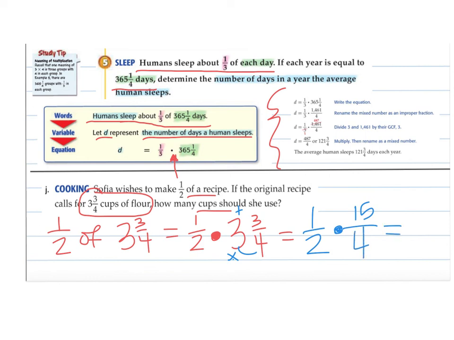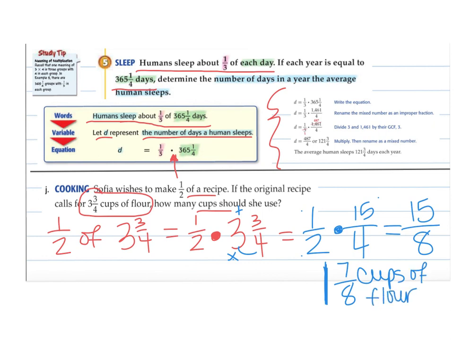So let's multiply straight across. I can't do any cross canceling because 2 and 15 both can't be divided by the same number. And then anything with 1 is already simplified, so we can't go any further than that. So 1 times 15 is 15. 2 times 4 is 8. Then let's change that to a mixed number. 8 goes into 15 one time. So it leaves me with 8. I'm taking 8 out. So that leaves me with 7 left over. So 1 7/8 cups of flour, because we're going to answer the question. So 1/2 of 3 3/4 cups is 1 7/8 cups of flour.